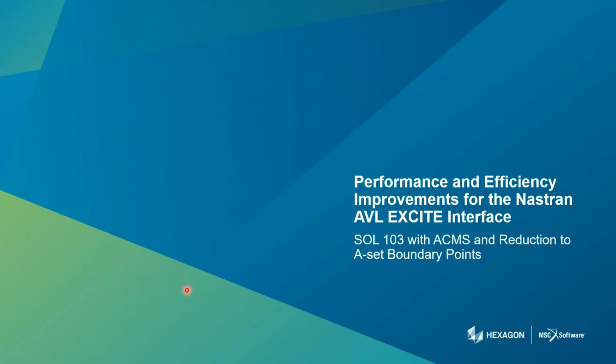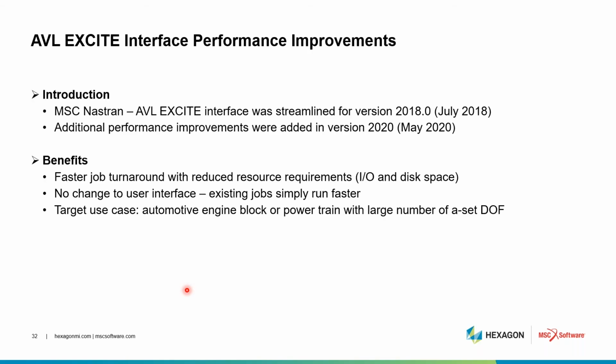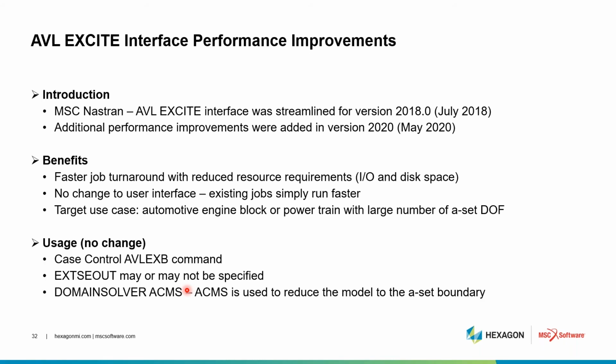Now, adding on to that, performance and efficiency improvements for the Nastran AVL Excite interface were also done. I'll skip through this really fast. If anybody is interested in learning more, please reach out to me and I can talk more about it with you. Basically, the MSC Nastran and AVL Excite interface was streamlined in 2019, and additional performance improvements were done in the 2020 version as well. The case control input AVL EXP command is needed, and EXP SE out may or may not be specified. Domain solver ACMS is to be specified to use ACMS to reduce the model to an ASET boundary condition.